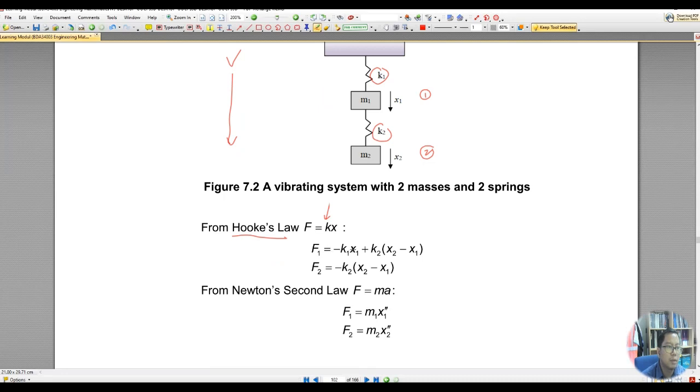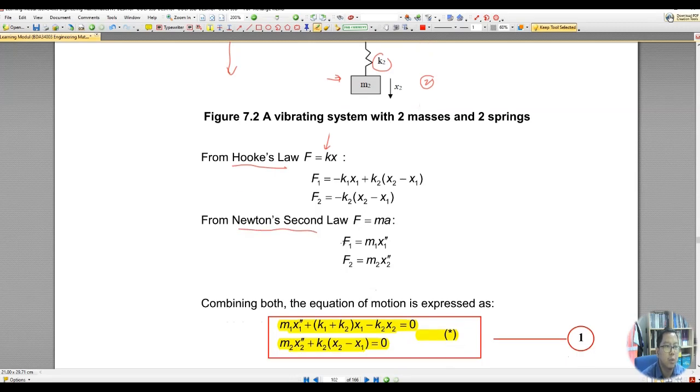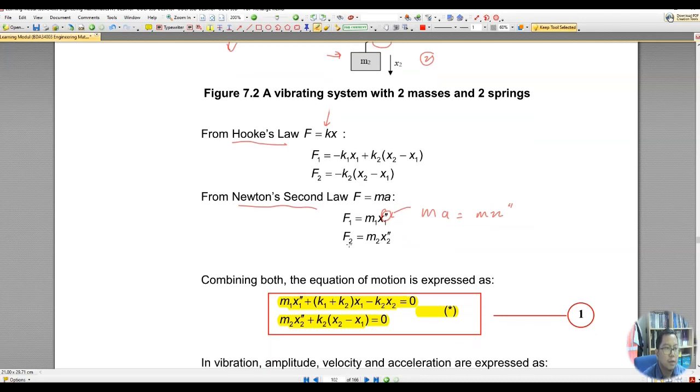F1 is equal to minus k1 multiplied by x1 plus k2 multiplied by x2 minus x1. And in F2 here, it is equal to minus k2 multiplied by the displacement x2 minus x1. And from Newton's second law, F equal to ma, whereby F1 equals m1 multiplied by x1 double prime, which means the acceleration. So ma equals m x double prime, the differentiation of the displacement 2 times. And we get F2 equal to m2 multiplied by x2 double prime.